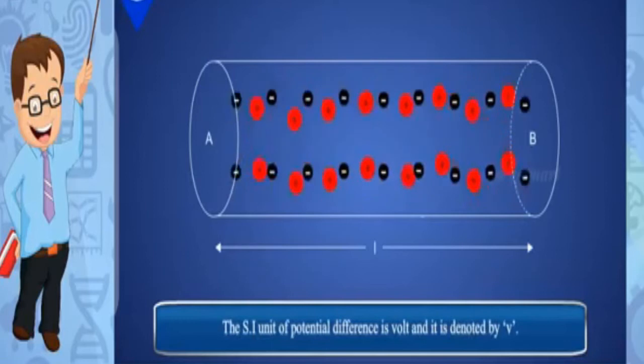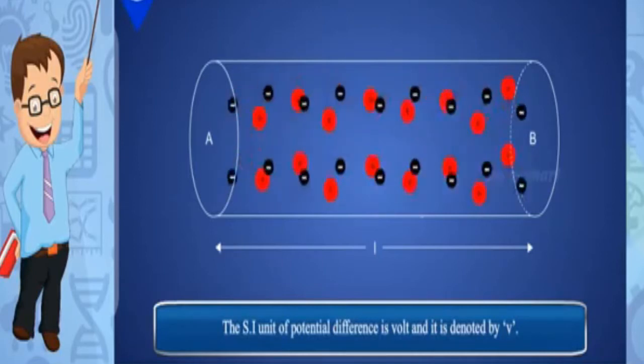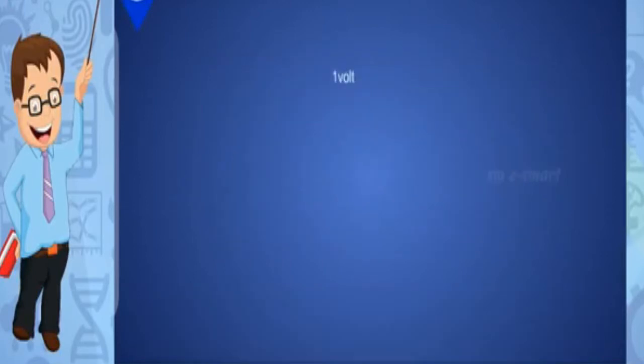The SI unit of potential difference is volt and it is denoted by V. 1 volt equals 1 joule per 1 coulomb. 1 V equals 1 J per 1 C.